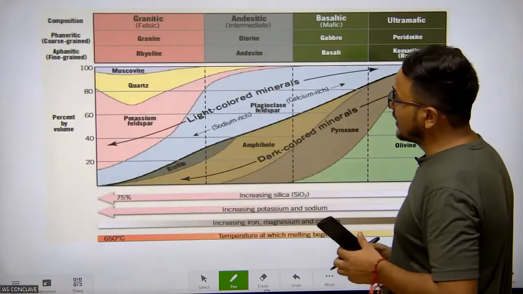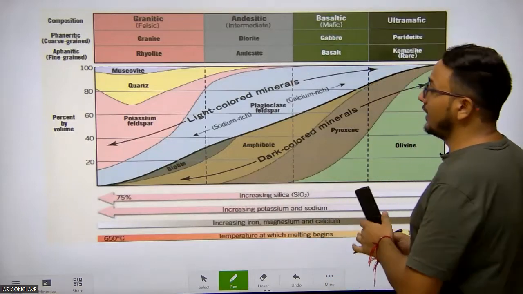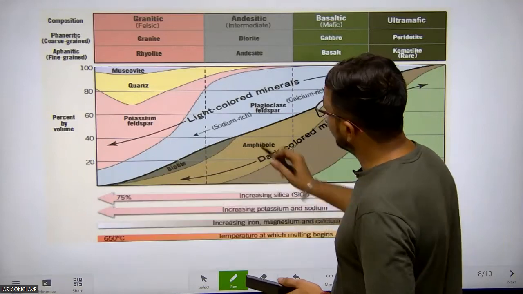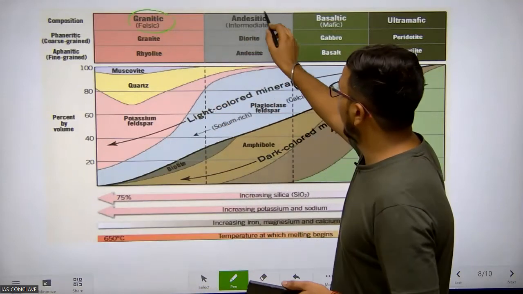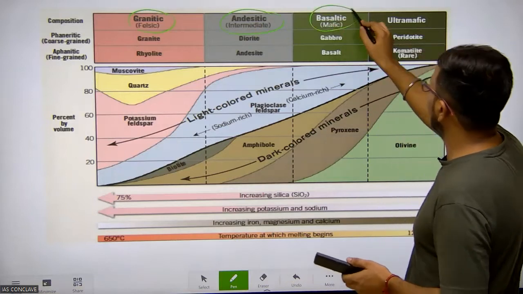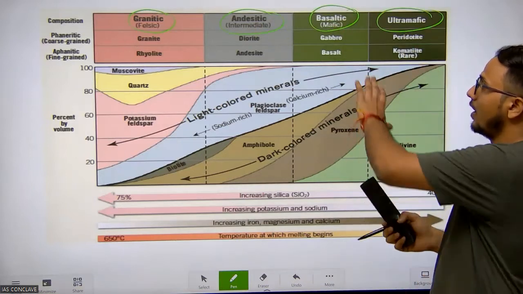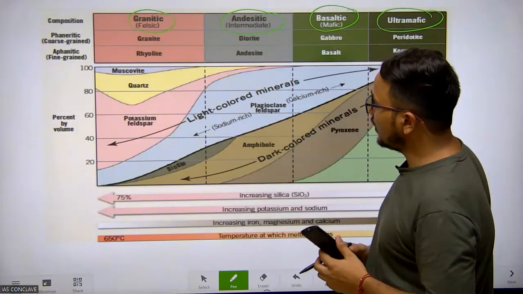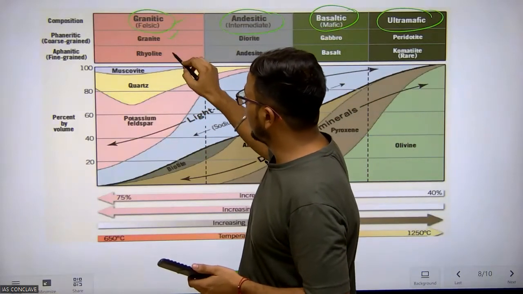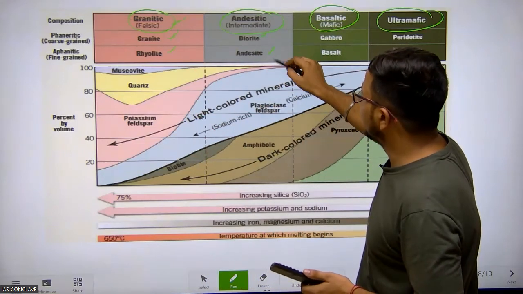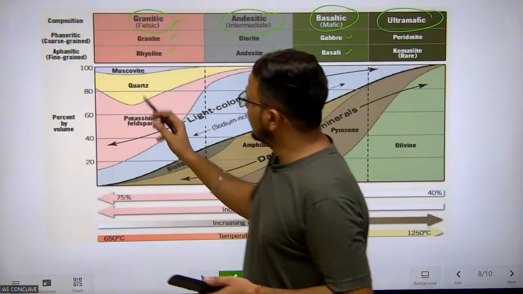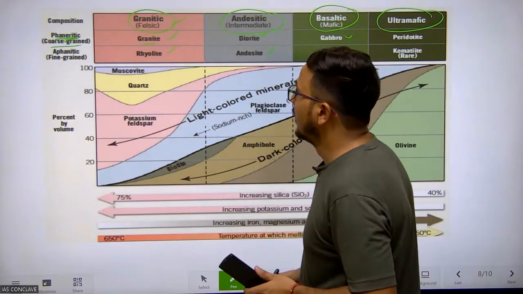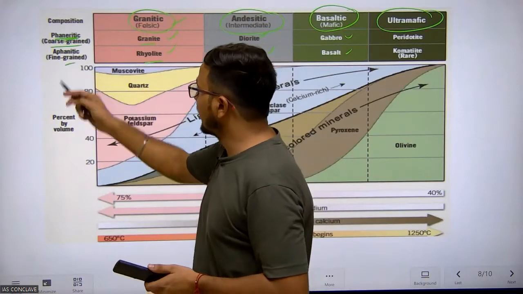In this diagram, you can see the formation of the igneous compositions: granitic (felsic), andesitic (intermediate), basaltic, and ultramafic. These are the four types of igneous compositions found in nature. In the granitic, you will find granite and rhyolite, diorite and andesite, gabbro and basalt. Granite is phaneritic, meaning coarse grain, and rhyolite is fine grain.